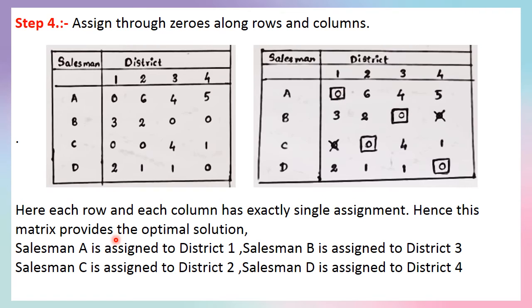That is, salesman A is assigned to district 1. This assignment is corresponding to this district 1 and salesman A, and salesman B is assigned to district 3, and salesman C is assigned to district 2, and D is assigned to district 4.